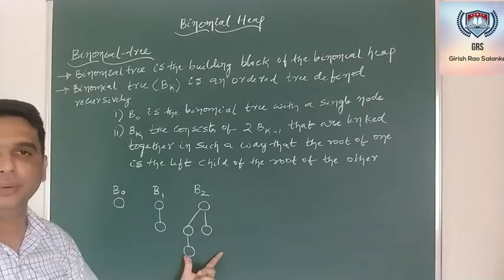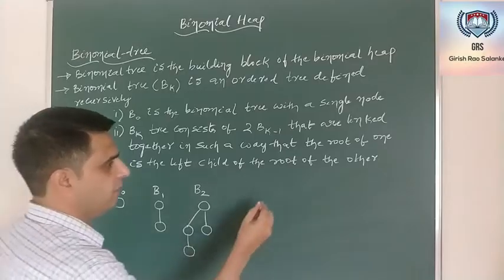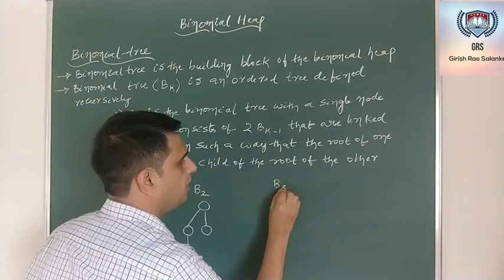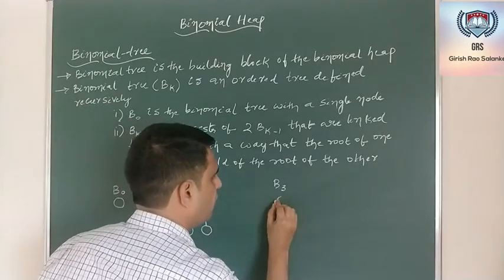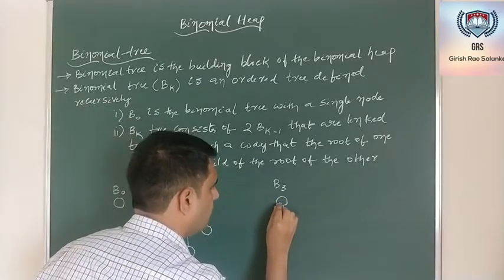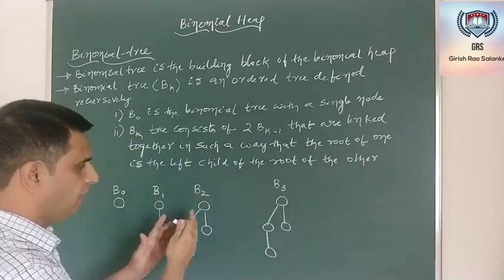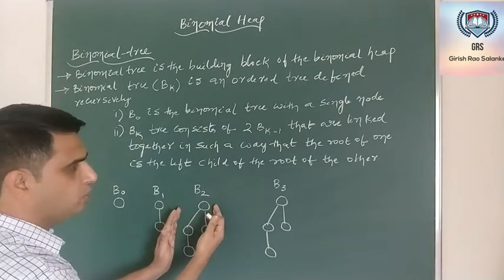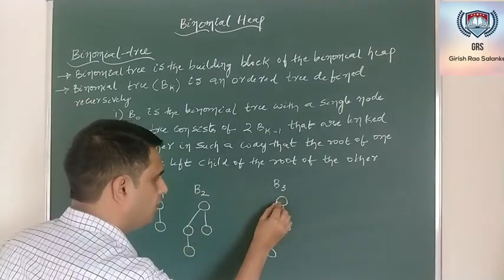So this is B2. Note that B2 is a collection of 2 B1s. Similarly, if I go for B3, what is B3? B3 is a collection of 2 B2s. So I will have first B2 here. This is my first B2. Now I should have one more B2. This second B2 should be here, the leftmost child of this B2. So here it is once again.